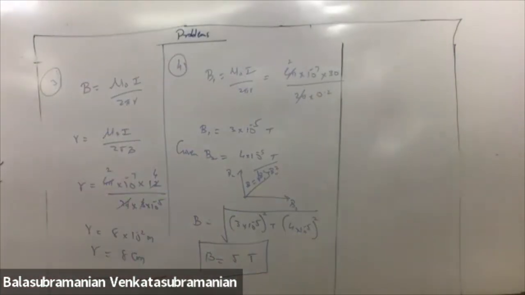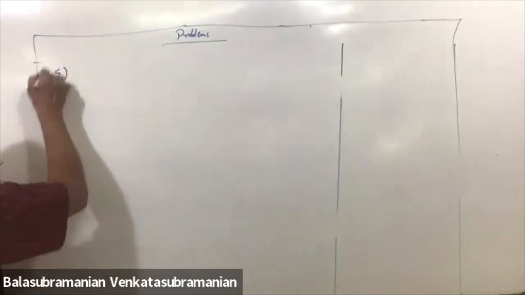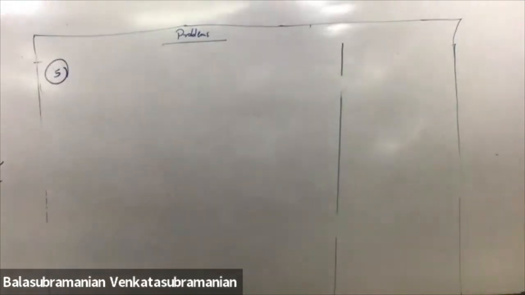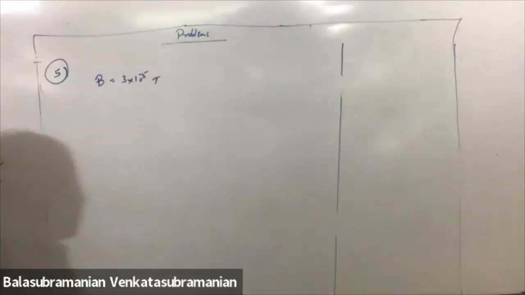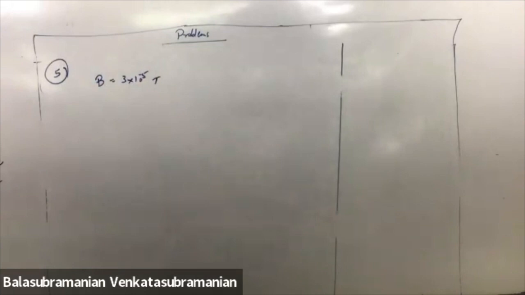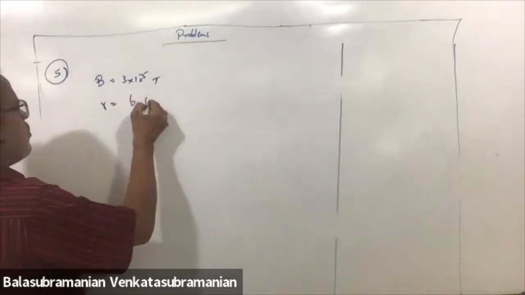Okay, next. Fifth problem. What current must flow in an infinitely long straight conductor to give a flux density of 3 into 10 power minus 5 Tesla at 6 centimeter from the wire? Magnetic induction 3 into 10 power minus 5. Next, what are the data given? At a distance 6 centimeter from the wire, R is equal to 6 centimeter.